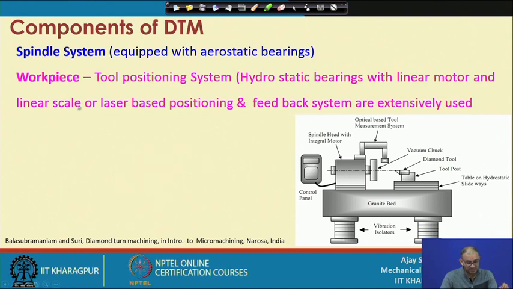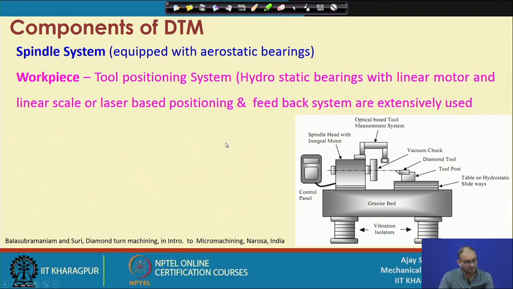And a linear scale is required here, because you want to actually measure how much it has traveled on a surface, whether in the x direction or the z direction. So, a linear scale with sub-micron accuracy or resolution will make sure that you are getting the required result. A laser-based positioning system is used because sometimes a non-contact position measuring or feedback system is more advantageous than a contact type.